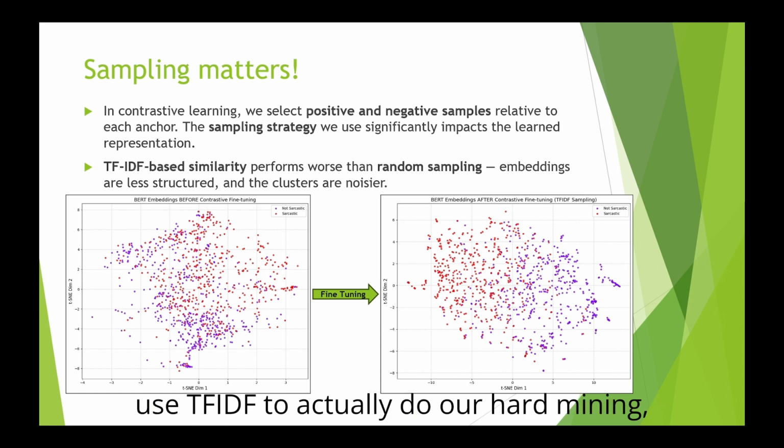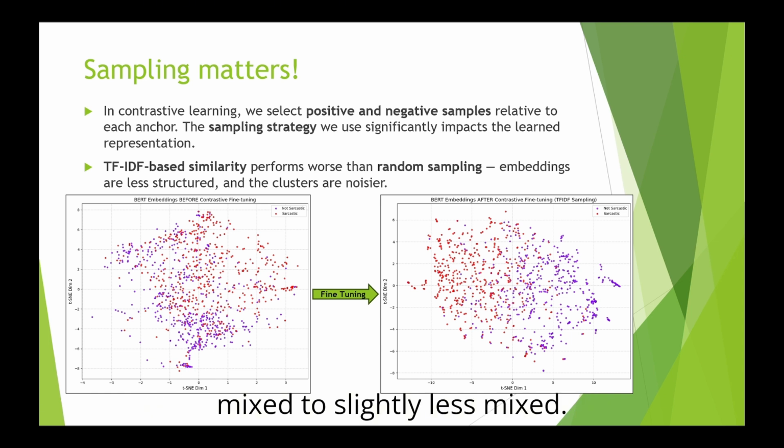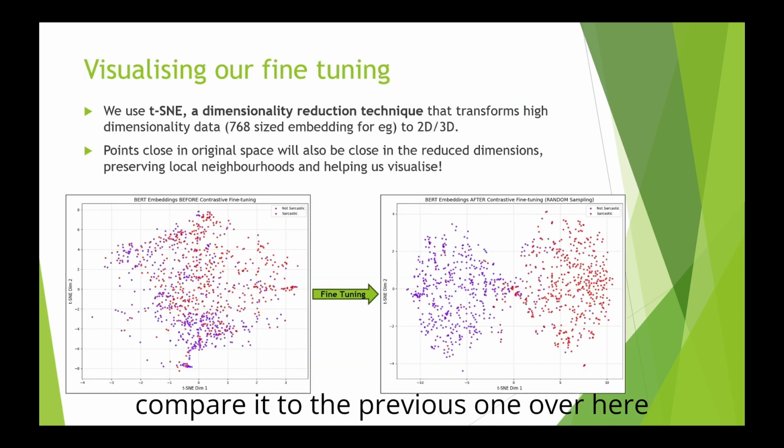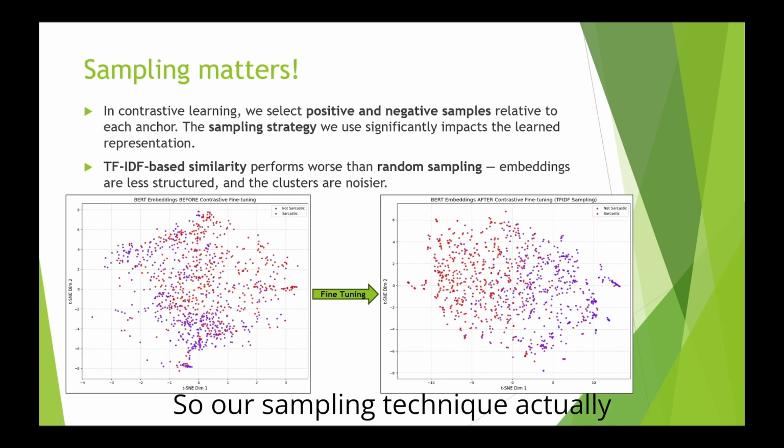When we use TF-IDF to do our hard mining, we can see that the clusters go from mixed to slightly less mixed. The samples are just not as good when we compare it to the previous one over here when we use random sampling. So our sampling technique actually matters, and we should explore it as well.